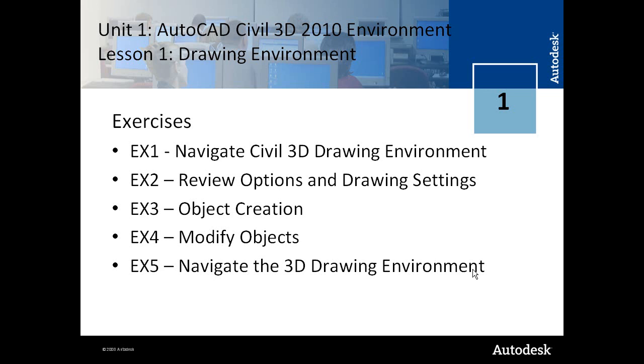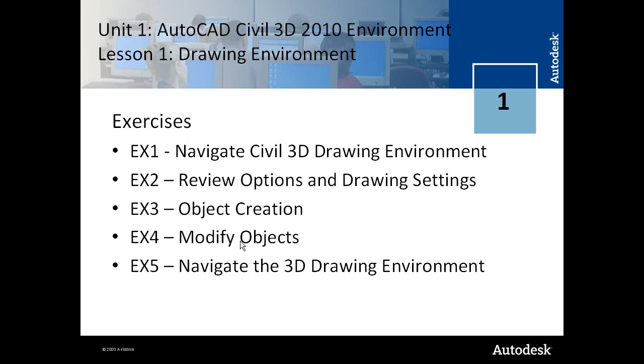Unit 1, Lesson 1 of the Civil 3D 2010 education curriculum addresses the drawing environment. In this unit there are 8 exercises. The first exercise involves navigating the drawing environment. The second exercise involves reviewing AutoCAD options and Civil 3D drawing settings. The third exercise addresses object creation such as lines, arcs, polylines, and blocks.